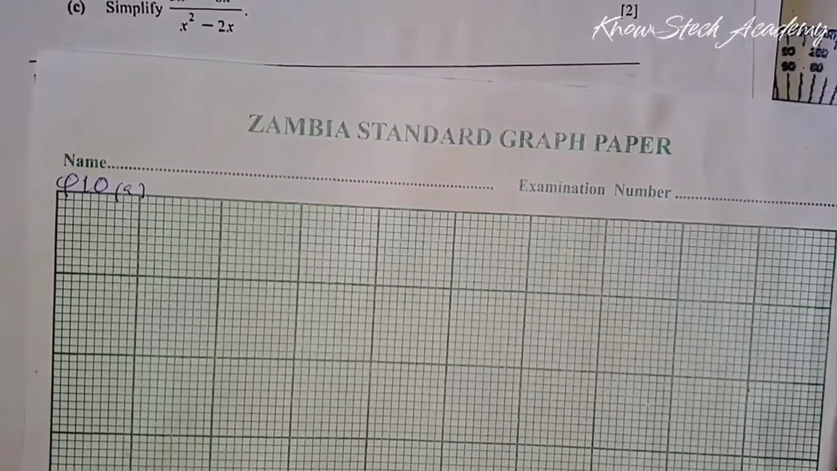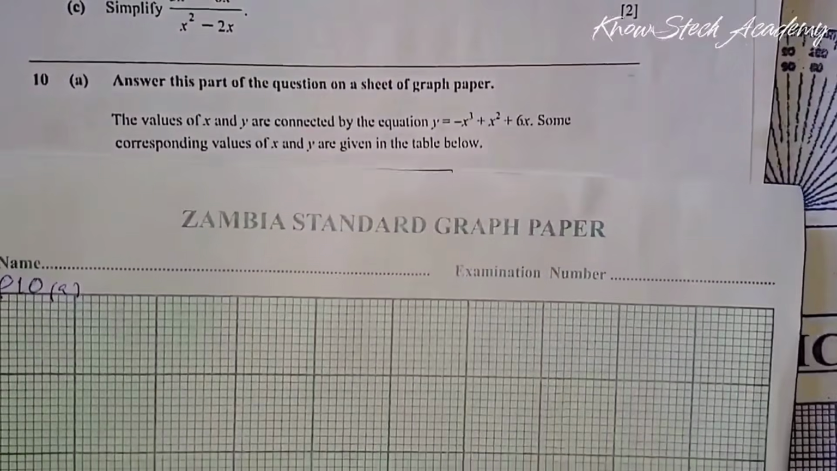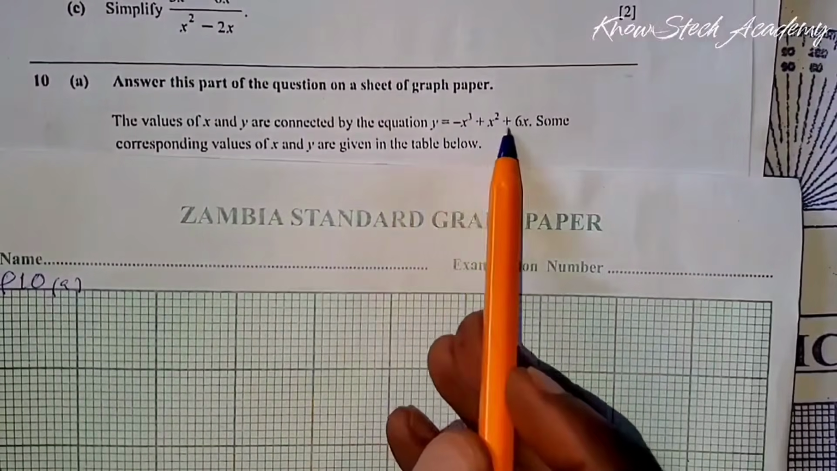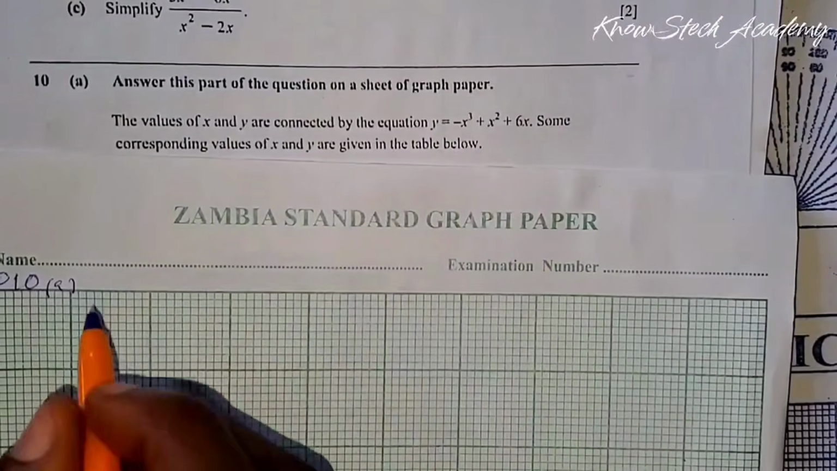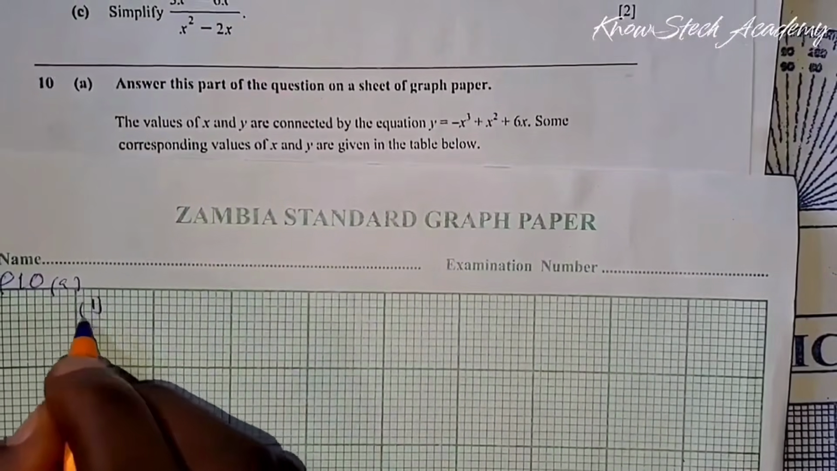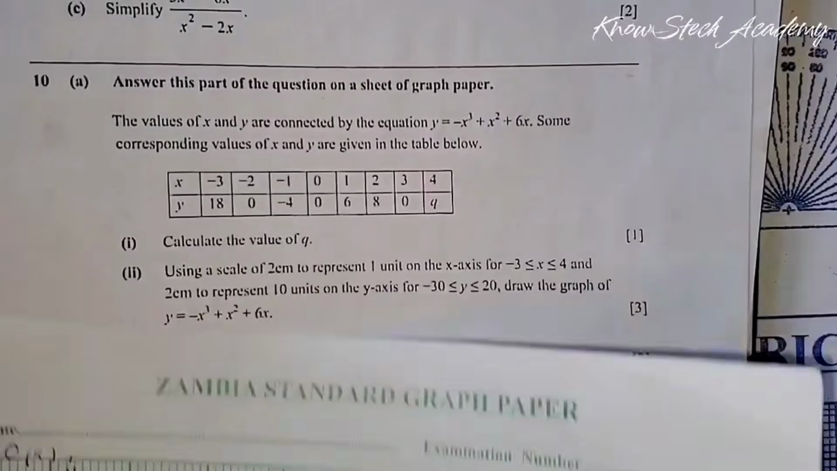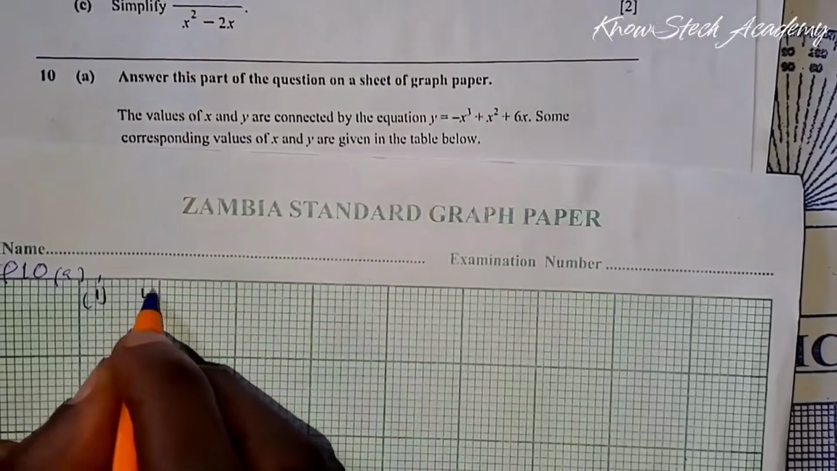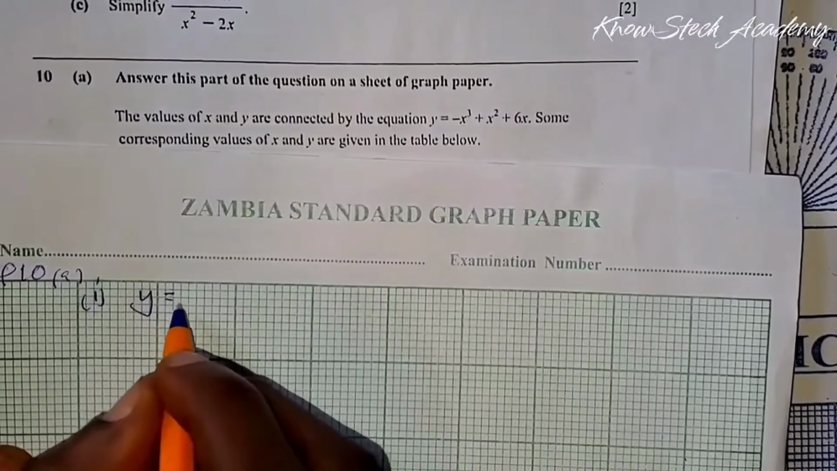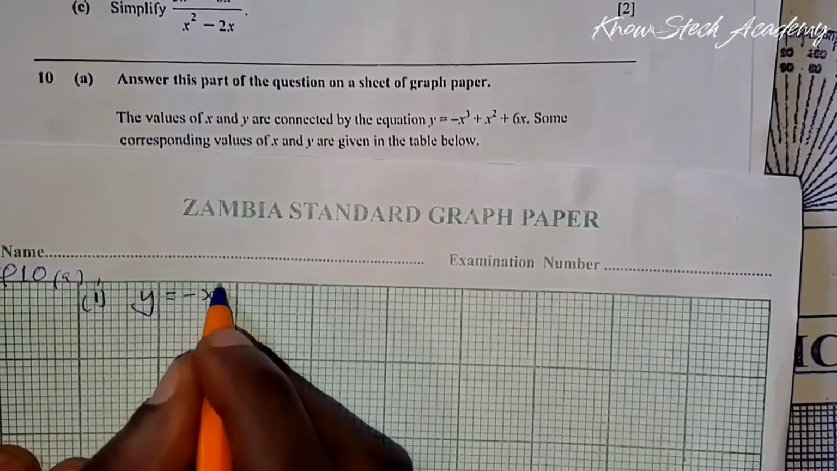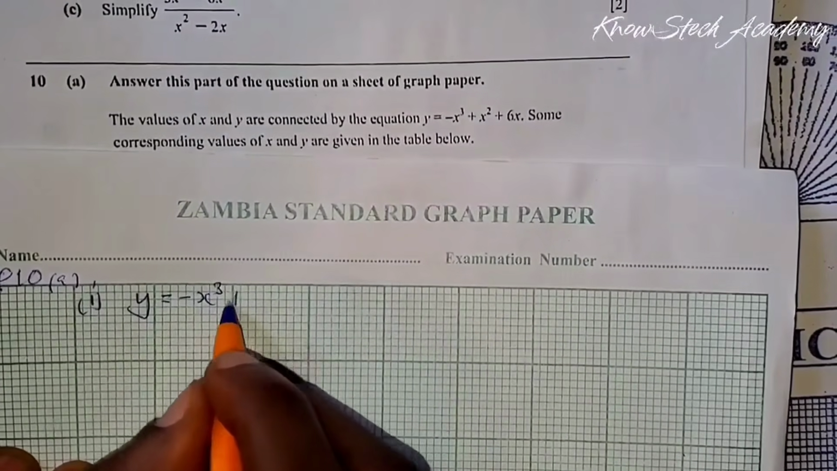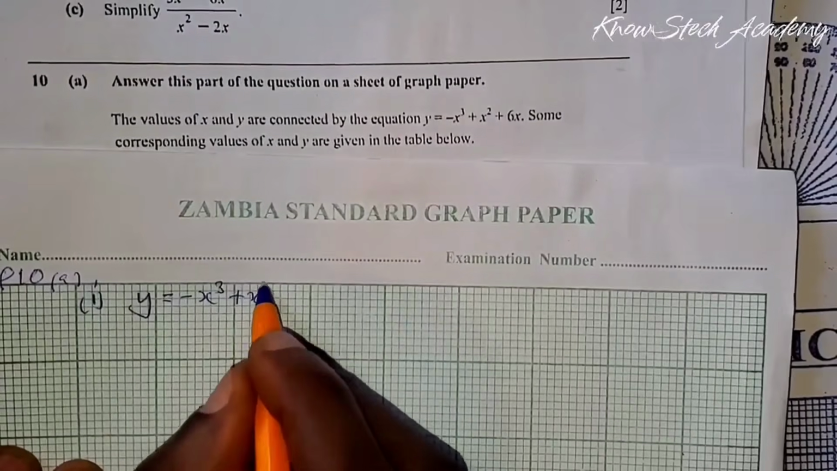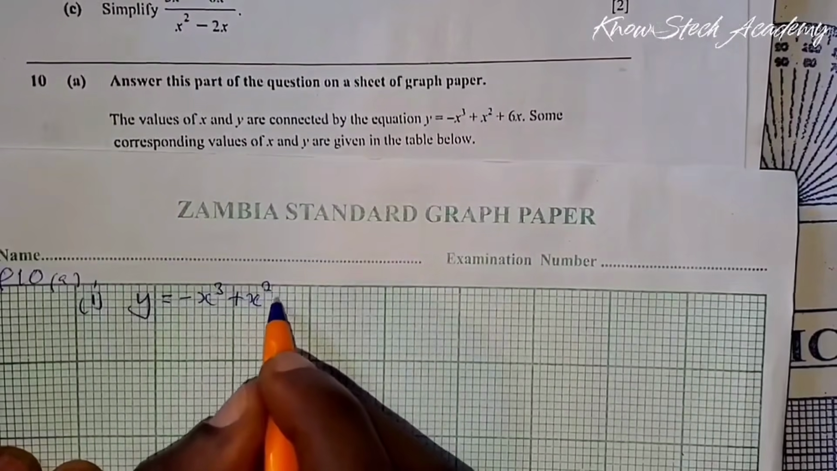So on this graph paper, we're going to copy the original equation, which is this equation here, equation 1 here, if I'm not mistaken, yes, Roman numeral 1. So when you copy that function, the function is y is equals to negative x cubed plus x squared plus 6x.